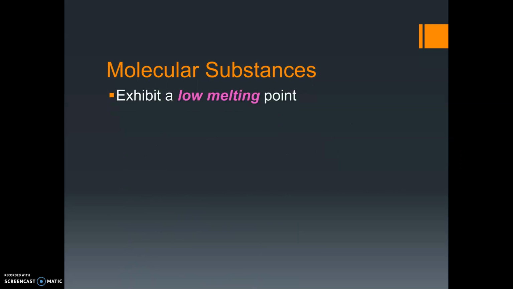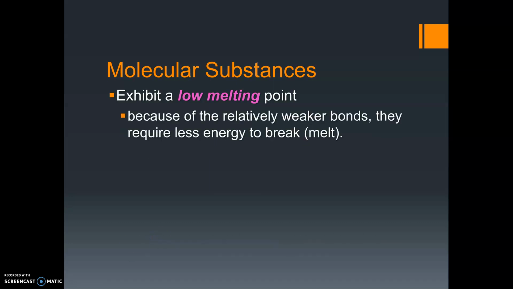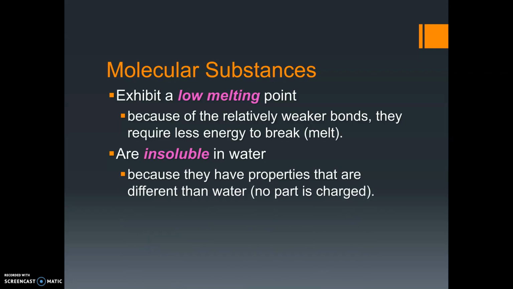They exhibit a low melting point, so it's really easy to melt them. This is because those bonds are weaker, so we don't have to put as much energy into it to get them to melt. They're also insoluble in water. Again, we said like dissolves like. So what that tells us is that these covalent bonds are not like water. They're insoluble, so they do not share that property with water that ionic bonds do. And again, we'll talk specifically about that property later in the unit.